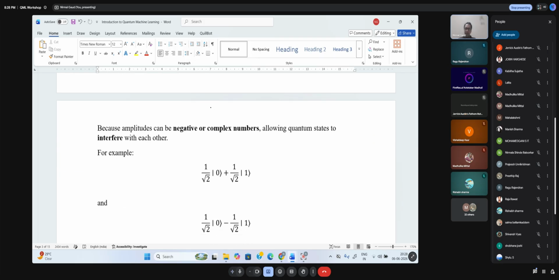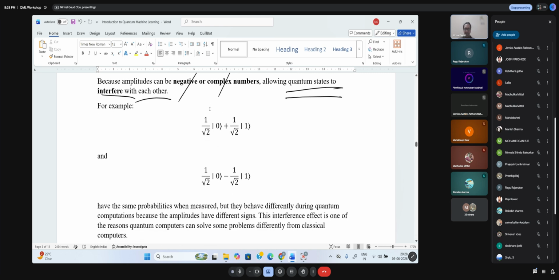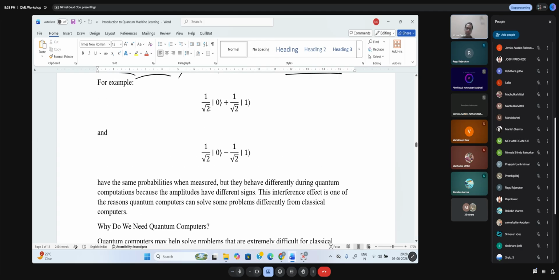Amplitudes can be negative or complex numbers, allowing quantum states to interfere with each other. Because of superposition and entanglement, we want interference between these particles, these qubits. For example, if you are writing 1 by square root 2 of the 0 state plus 1 by square root 2 of the 1 state, we can also write minus.